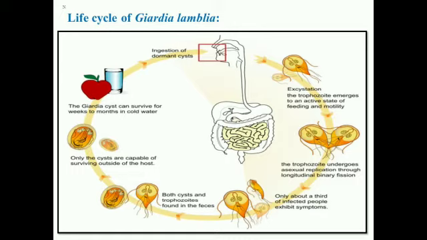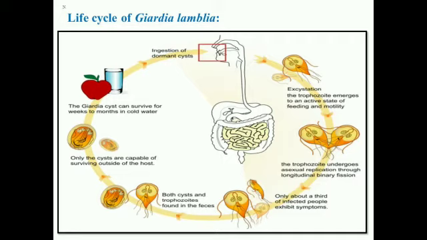The cycle, like I have said, starts with ingestion of contaminated water and food. The cysts will be present in this contaminated food and water. The cyst will travel through the esophagus and reach the stomach. After that, it will bind to the mucous layer of the small intestine, the duodenum. Then in the small intestine, each cyst releases a trophozoite, and this process is known as excystation.